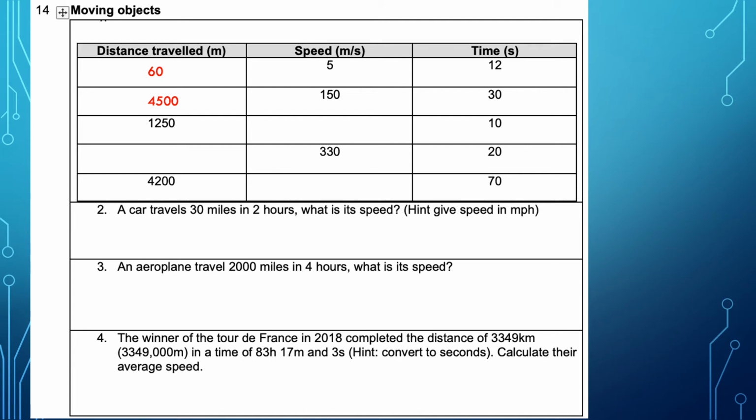Now for the third one, I want you to do it by yourself with your calculators. You're missing your speed, all right, but you're given your distance and your time. So V equals S divided by T. All right, so figure out which one's your S, which one's your T, and then divide S by T.